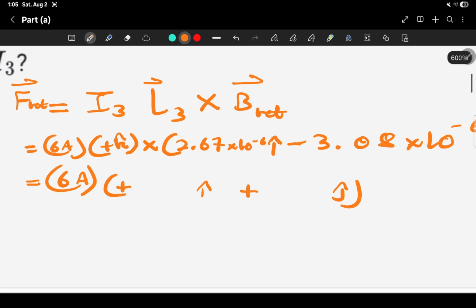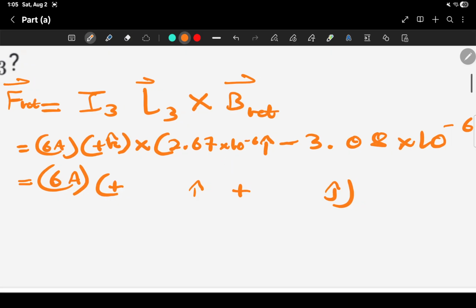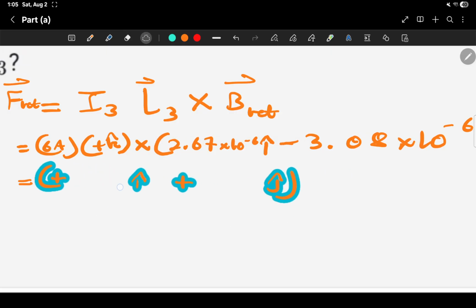So now it's just a matter of multiplying. This guy is being multiplied by 1. So we're doing 1 times 2.67 times 10 to the negative 6, which is going to give me the same answer, 2.67 times 10 to the negative 6. And then I'll multiply it by 6 amperes to get the actual I hat value down here. And I'll do the same thing there.